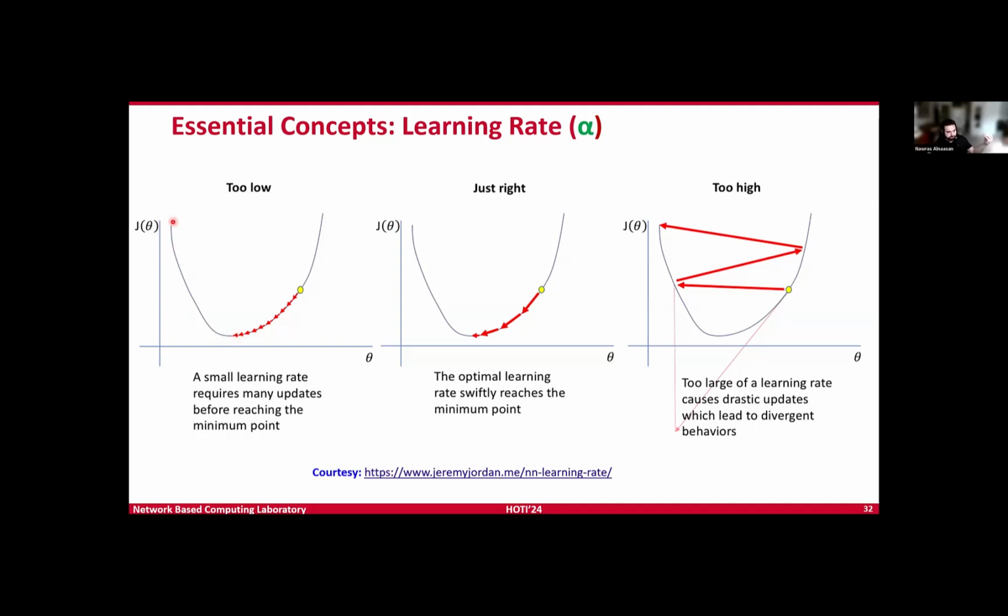And here we can assume that this is the range of different values for these parameters, theta, and J of theta is the error function. The objective here is to minimize that error. So a low learning rate might take us many steps to reach that minimum. Too high of a learning rate might never reach that minimum, might never converge. That's why it's very important to pick the right learning rate so that with the optimal number of steps, we can reach the minimum.